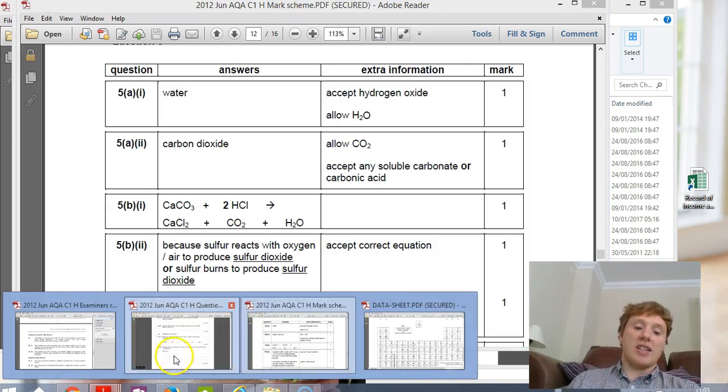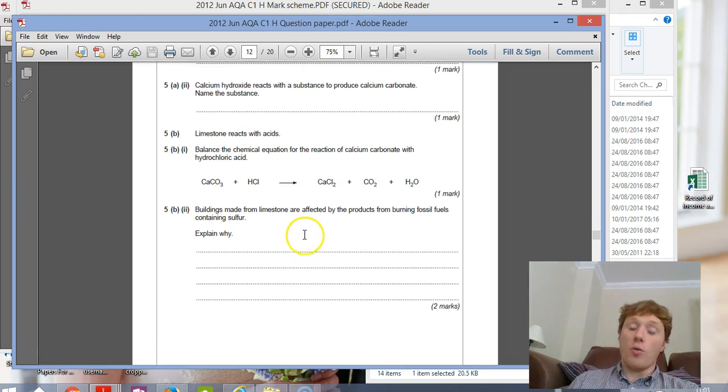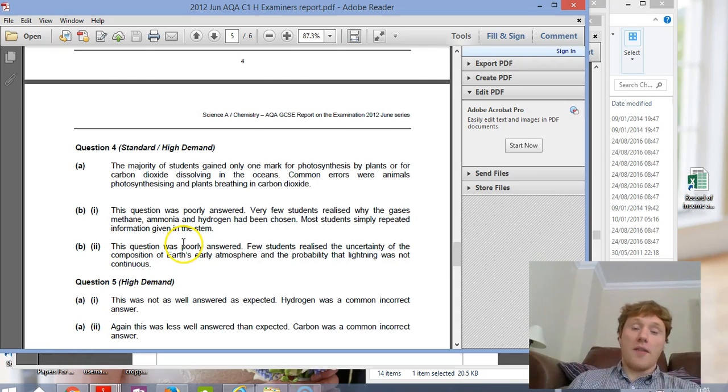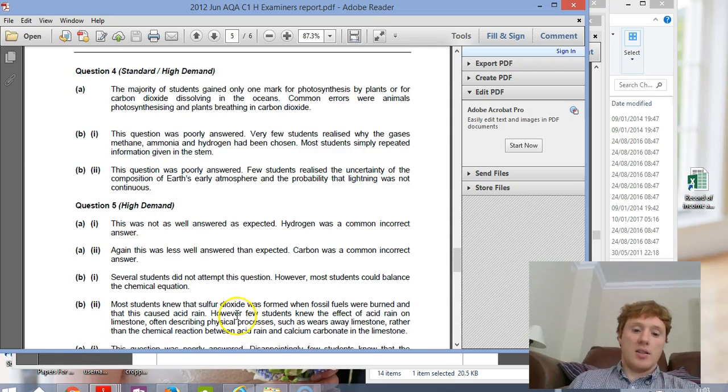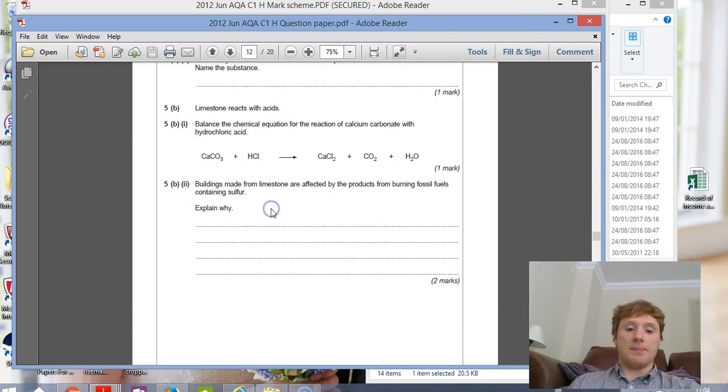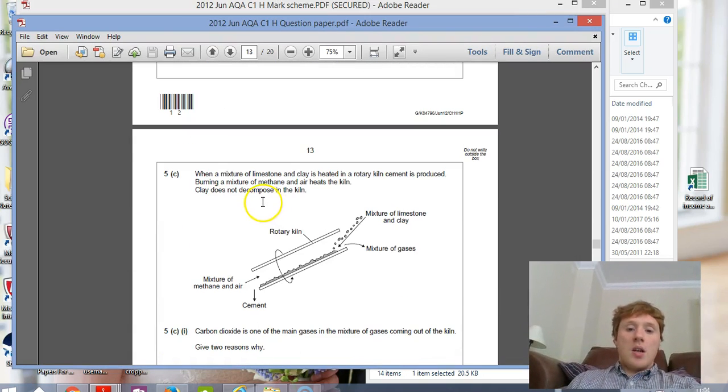So that question is all about pollutants. There's always a pollutants question. So hopefully it was answered well, because everyone should know there are questions about pollutants. So everyone's doing the balancing equation. Make sure you can do your balancing equations. There'll be a balancing equation in every paper: C1, C2, C3. There you go. So most people knew about sulfur dioxide causing acid rain. Good. But you need to know its effect on limestone. It wears it away.